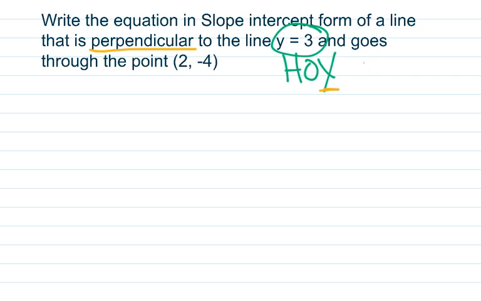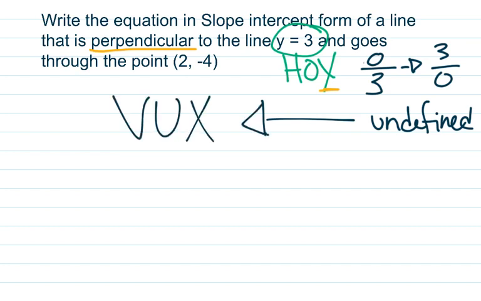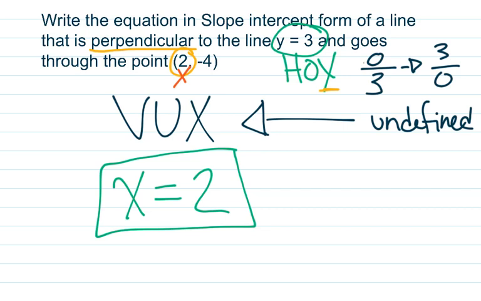If you think about when you find a slope of 0, you end up with 0/3. If I were to flip that, I would end up with 3/0, which would be undefined. And that means we are going to use VUX. VUX says that our equation starts with x equals a number, and if we look at the ordered pair, the one that would be x is 2. So a line perpendicular to y equals 3 is x equals 2.